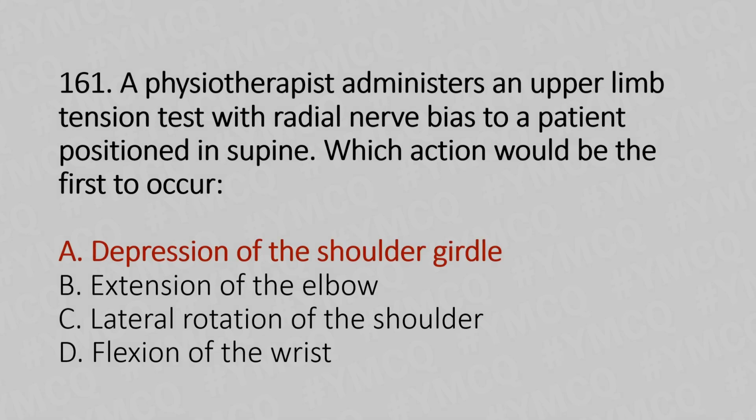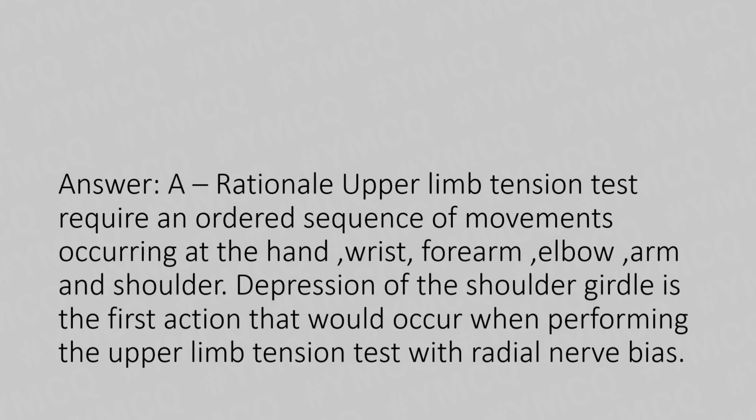Explanation to this question is, upper limb tension test requires ordered sequence of movements occurring at the hand, wrist, forearm, elbow, arm and shoulder. Depression of shoulder girdle is the first action that would occur when performing the upper limb tension test with radial nerve bias.